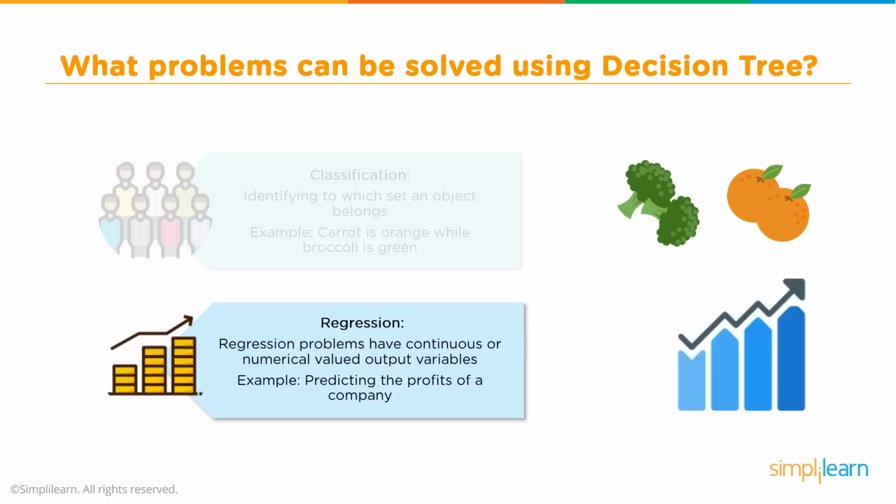Regression. Regression is another problem that can be solved. Regression problems have continuous or numerical valued output variables. Example, predicting the profits of a company. So we have two different primary problems we solve for. We solve for classification, is it green or is it orange? And we solve for regression, which is a continuous number. So if you're doing stocks, this would be a dollar value that ranges anywhere from 0 to thousands of dollars.